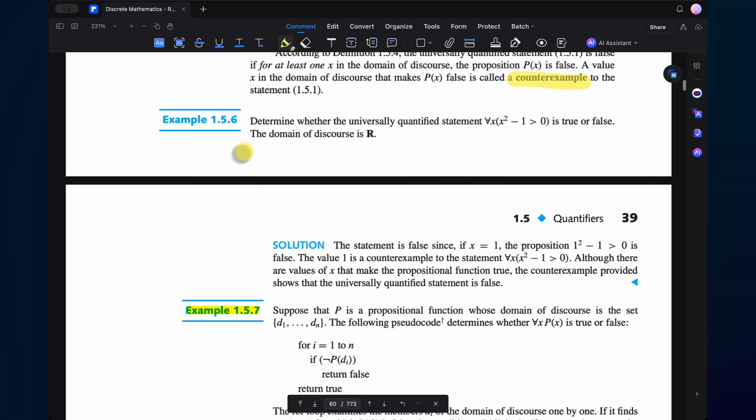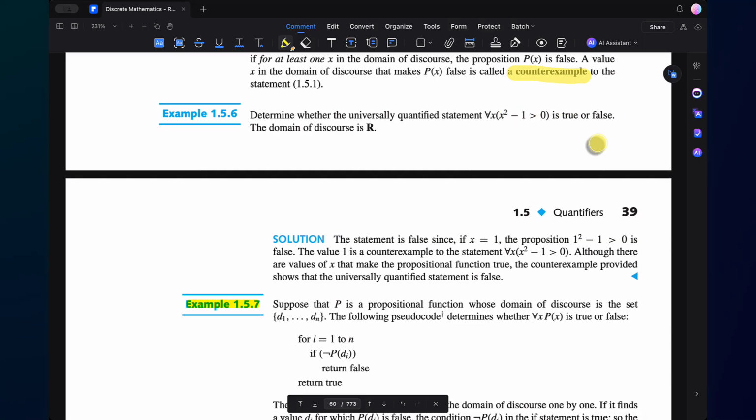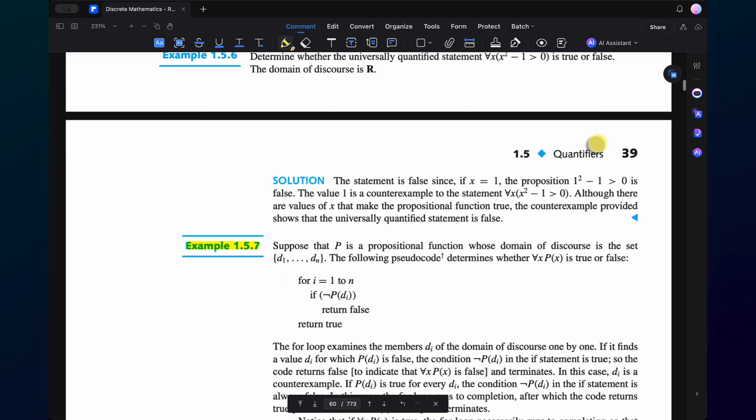Let's determine whether the universal quantified statement for all x, x squared minus 1 is greater than 0, is true or false. So here the solution is right here. I guess this is going to be false, because I can find a counterexample. Can't you take, for example, x equal to 1/2? Then x squared would be 1/4, and if I subtract 1, that's less than 0. So this is false.